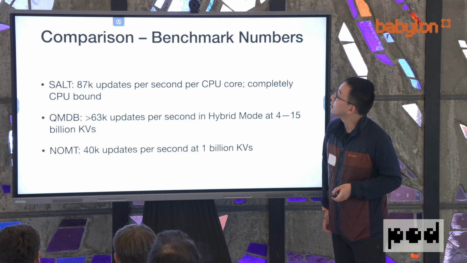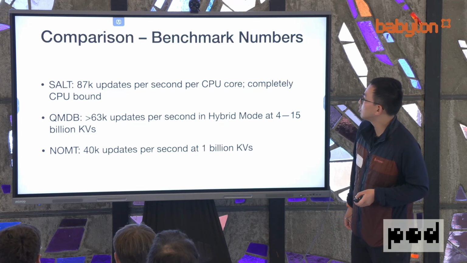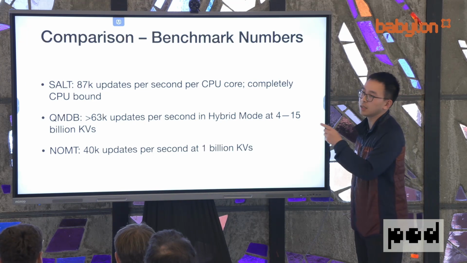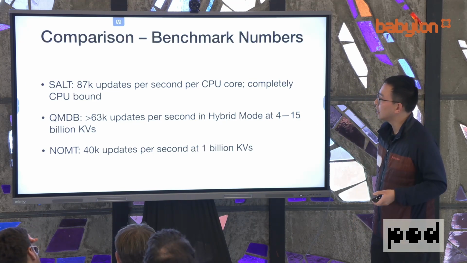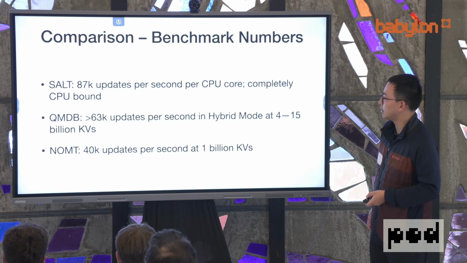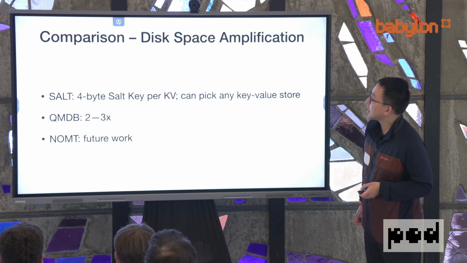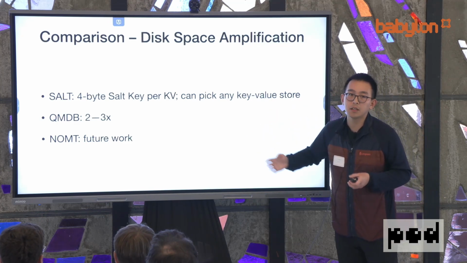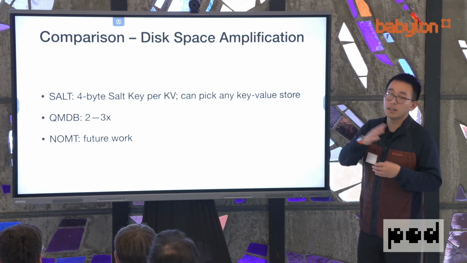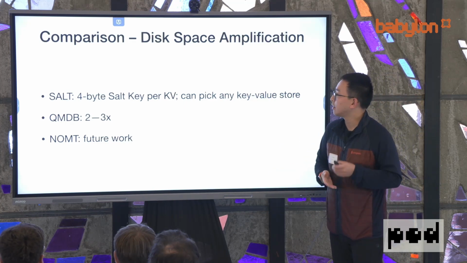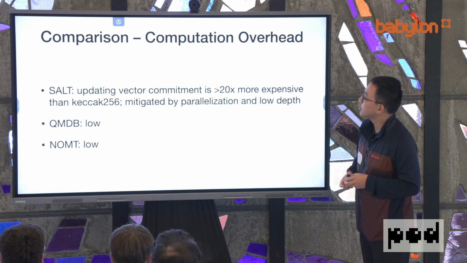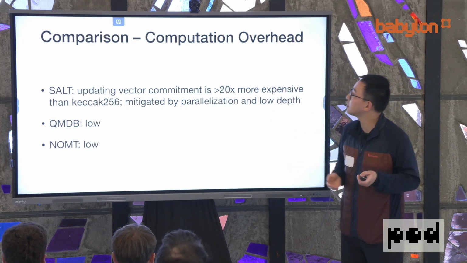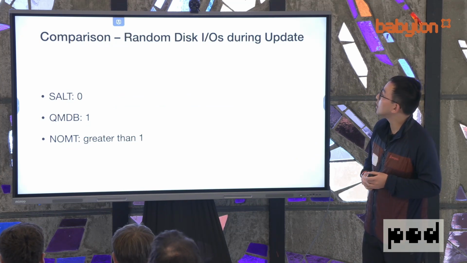So benchmark numbers: SOT can do about 87K updates per second. I know it's different from the number I showed before. We did some updates. It's from a new experiment, new code. And QMDB about 63K, and NOMT about 40K. Disk space amplification is very small for SOT. For NOMT, we're not sure. We didn't run experiments. QMDB, because it's garbage collected, it's basically a trade-off between amplification and your I/O. Computation overhead is definitely the highest, but it's manageable, and also it's very parallelizable. You can even use GPU. And random disk I/Os.